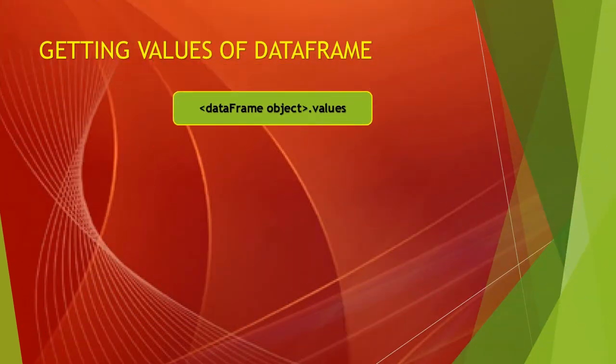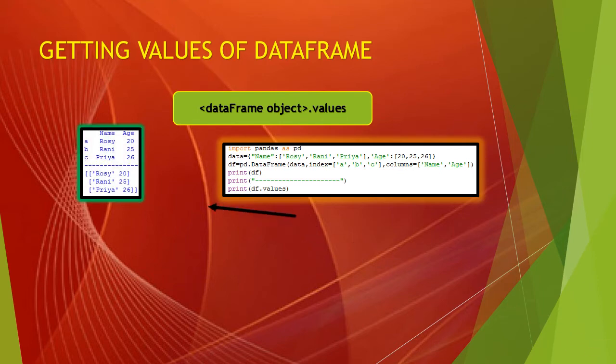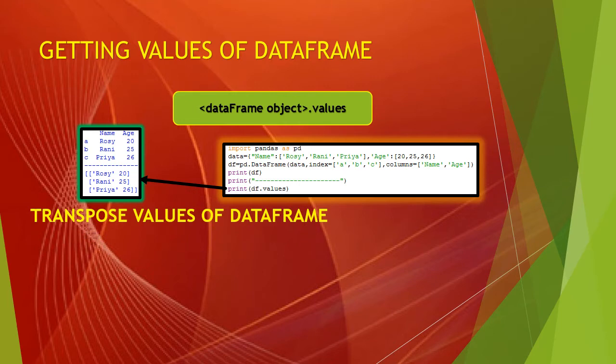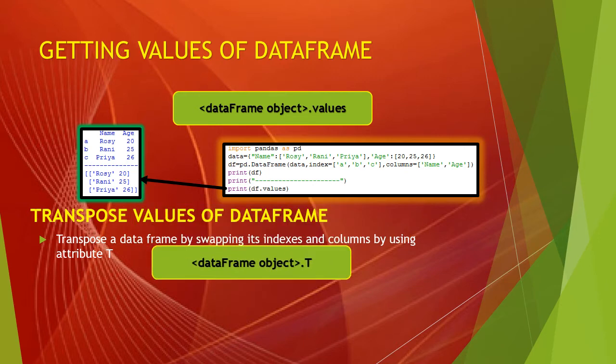And to get the values of the data frame, you can use the attribute data frame object dot values. So if you want to access the data frame values, we give data frame object dot values, and it displays the values in nested list format. And transpose of the data frame: transpose means we exchange the rows into columns and columns into rows, swapping the rows and columns, that is the transpose. The general form for transpose of a data frame object is data frame object dot capital T.